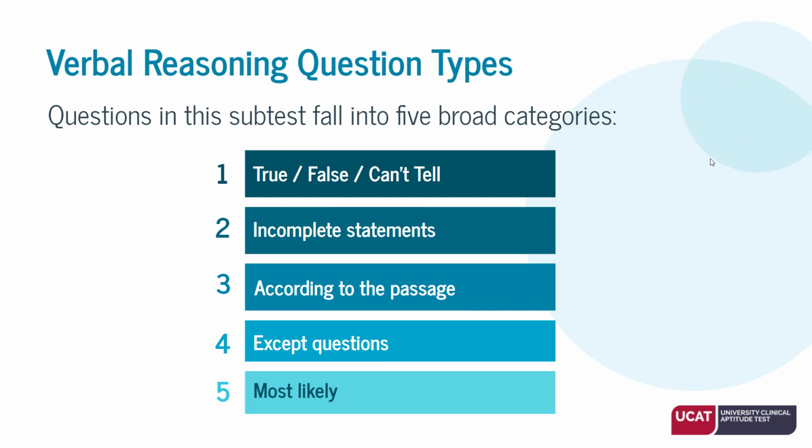Now, this is a very, very important part, because if you know the 5 broad categories, you're actually able to answer these questions a lot better. So, for example, true, false, can't tells, incomplete statements, according to the passage, except questions, and the most likely. Once you figure out what type of question you're answering, you're going to use the strategy that works best for you to understand how you're going to answer that question.